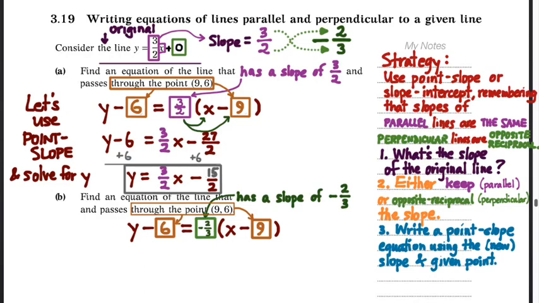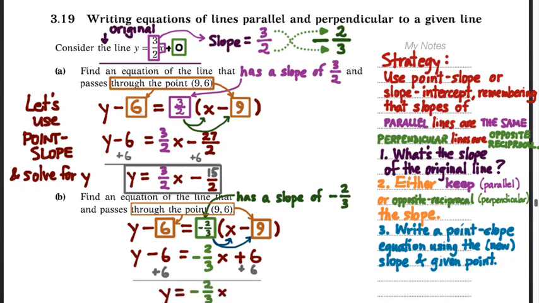Now we'll just finish by solving this equation for y, distributing the negative 2/3 on the right-hand side to get negative 2/3 x plus negative 2/3 times negative 9, which is positive 6, and then adding 6 to both sides gives us the equation y equals negative 2/3 x plus 12. So finding equations of lines which are parallel or perpendicular to a given line is no different than just finding an equation of a line if we know the slope and if we know a point. Using point-slope form is the easiest way to do it.